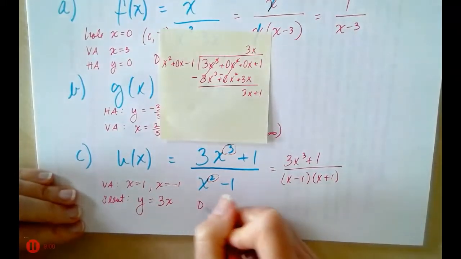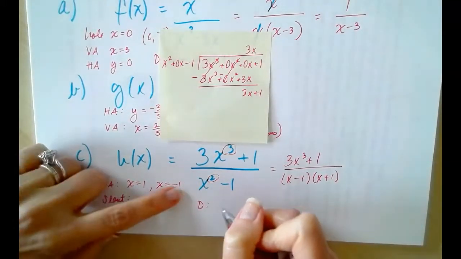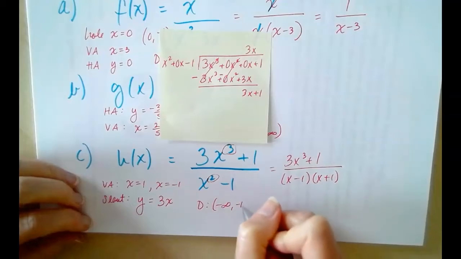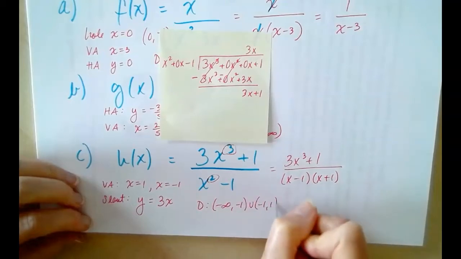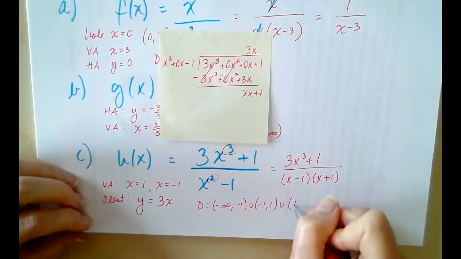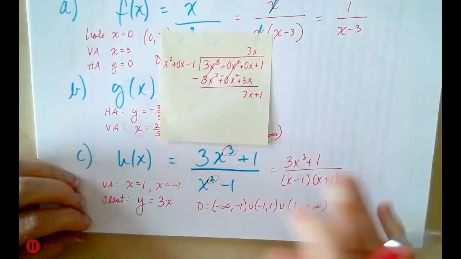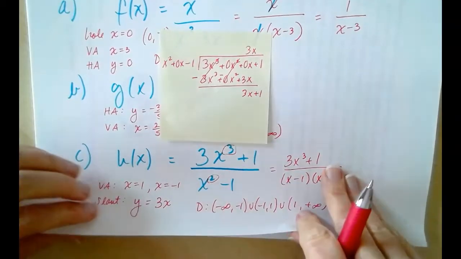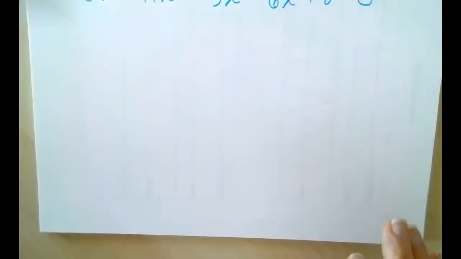Now let's write our domain. Our domain is everything but 1 and negative 1. So negative infinity to negative 1, negative 1 to positive 1, and then 1 to positive infinity. So that is finding all the asymptotes and holes.